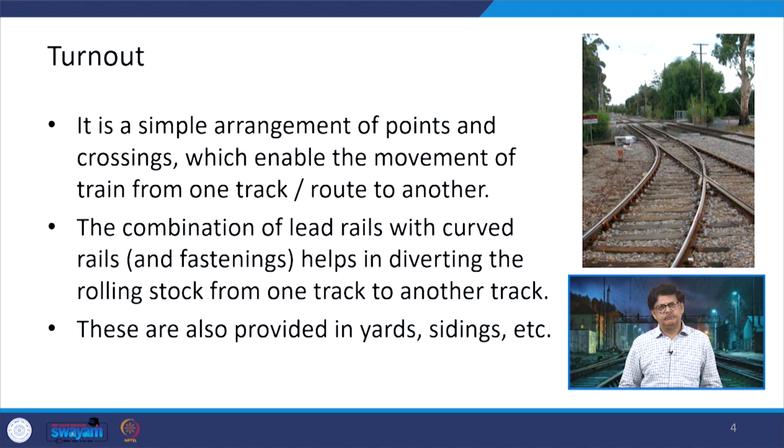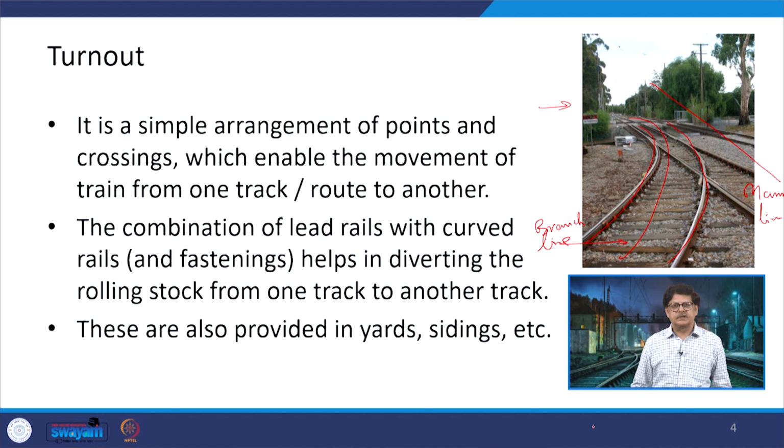Now, what is a turnout? If you see on the right hand side, a photograph is being shown. There is a straight track going here and another track is coming out of that straight track. We can say maybe this is a main line and another one is a branch line. So, when we provide this type of an arrangement, this turning which just diverges from the main track is a turnout.